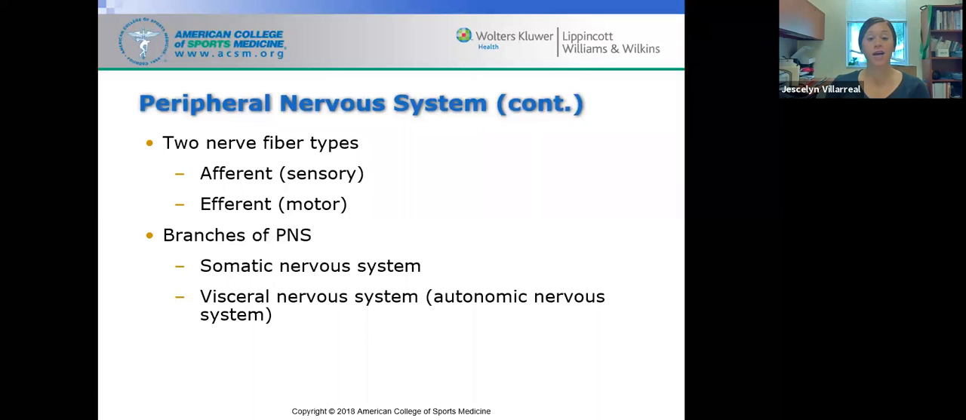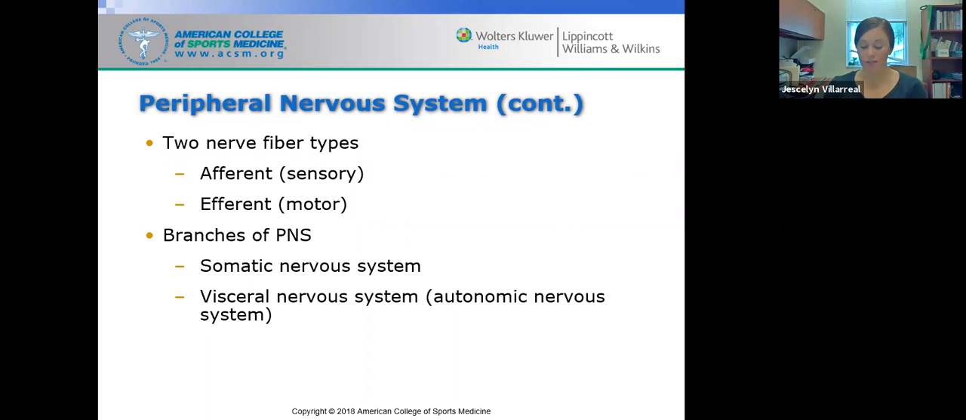You have two nerve types in the PNS. You have afferent, which are sensory, and efferent. Okay. So afferent sends signals to the nervous system, efferent sends signals out to the body. So afferent carry nerve impulses from sensory receptors. Okay. And then the branches of the PNS, you have two. You have somatic and visceral. So the somatic regulates voluntary contraction of the skeletal muscle.